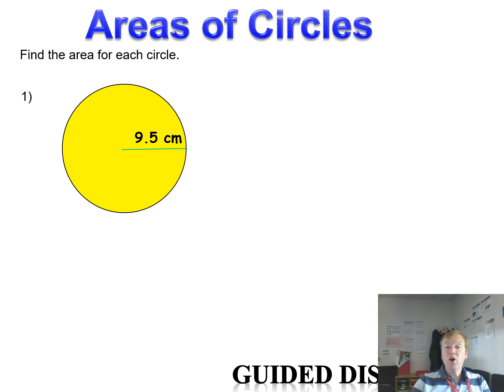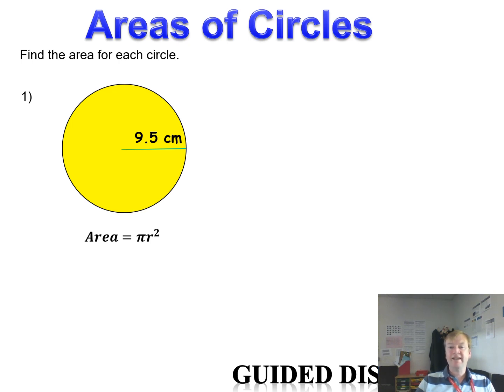Okay, so we know some words, now we need to do some calculations. We need to calculate some important things to do with the circle. I'm going to start off by looking at the area of a circle. Now I've got our yellow circle here, and you notice there's a number on it, 9.5 centimetres. That is the radius of the circle. That green line shows it going from the middle to the edge. Now to calculate area, for a circle anyway, we use the formula pi r squared. Area equals pi r squared.